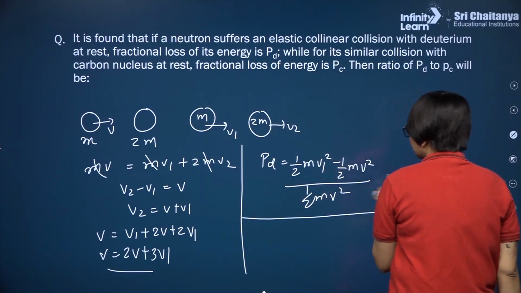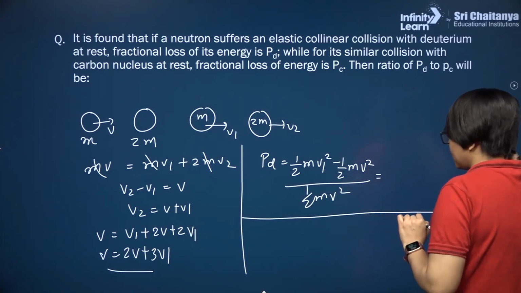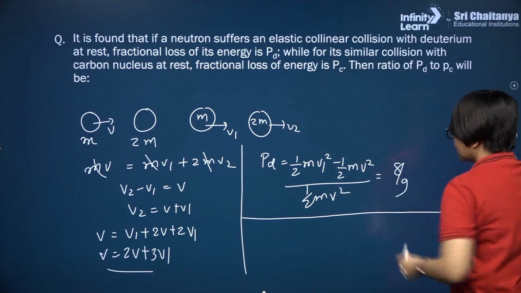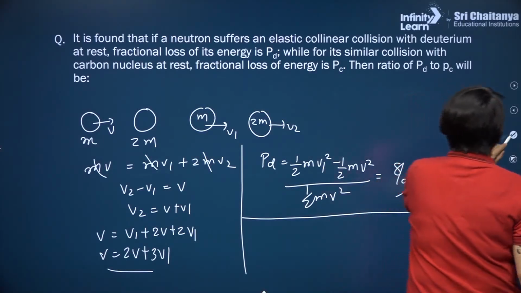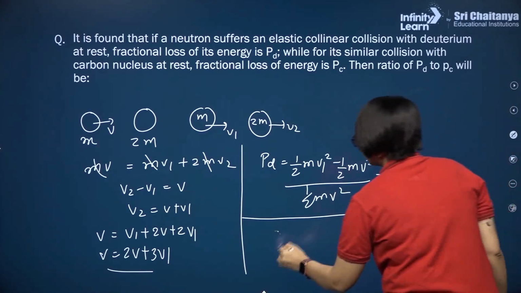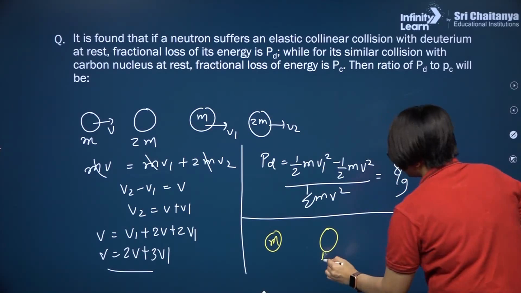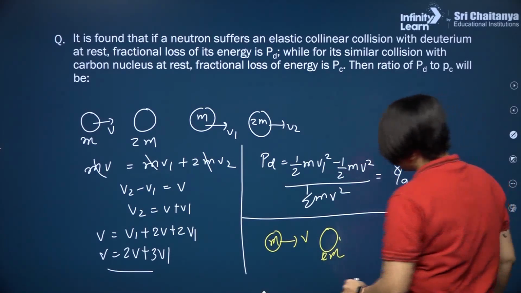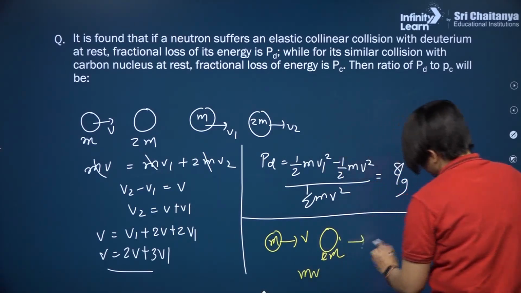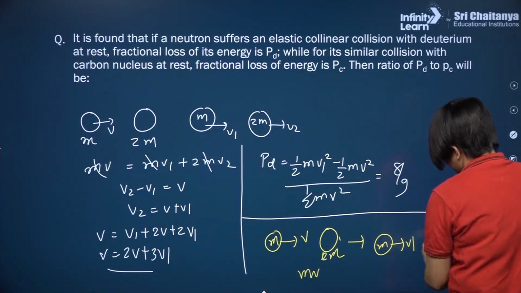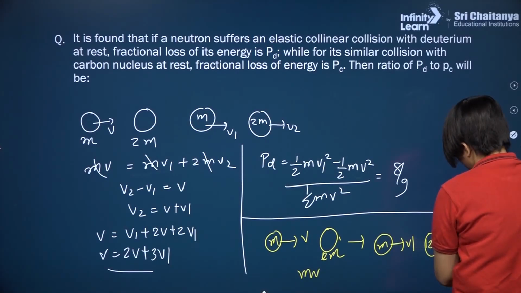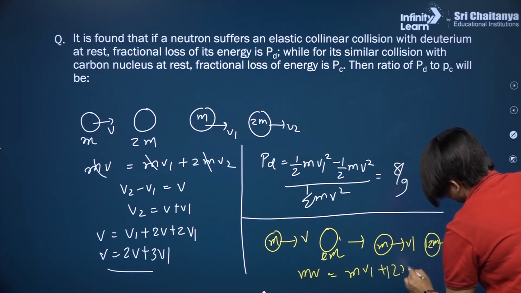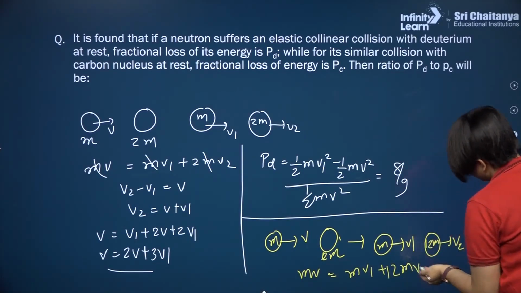Now, in the second case, this will come out as approximately 8.8 upon 9. In the second case, when the nucleus is of carbon, then if the mass of the neutron is m, the mass of the carbon nucleus will be 12m. Initially it is moving with v velocity, it is at rest. Initial momentum is mv. After collision, let us say the neutron is moving with v1 and carbon is moving with v2. So in this case, final momentum is mv1 plus 12mv2 and the coefficient of restitution is 1.